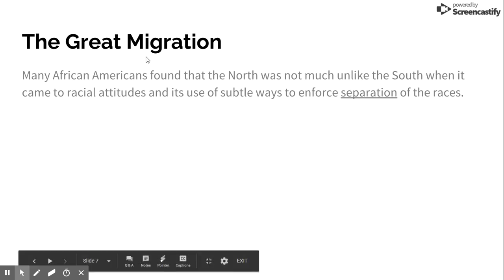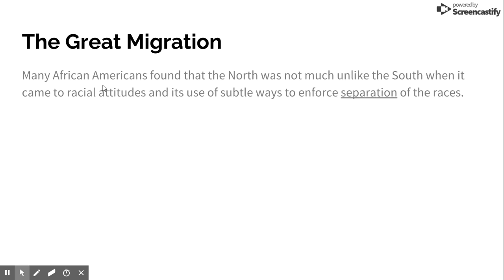This map shows where they're going to escape the South. However, many African Americans found that the North was not much unlike the South when it came to racial attitudes and use of subtle ways to enforce separation of the races. So even in the North, it wasn't as bad, but there was still a lot of separation of the races.